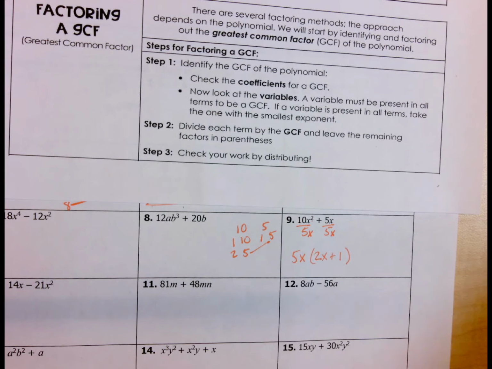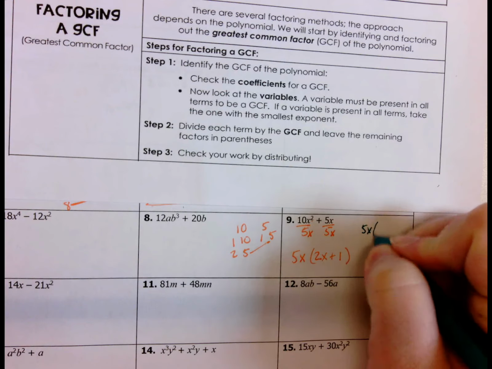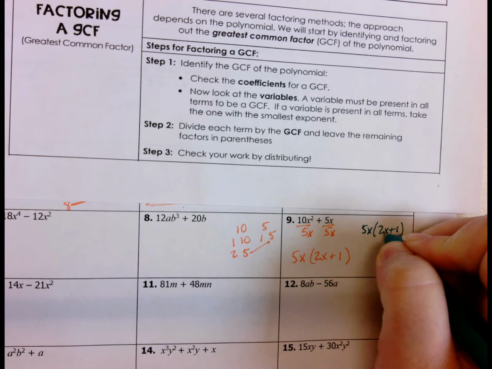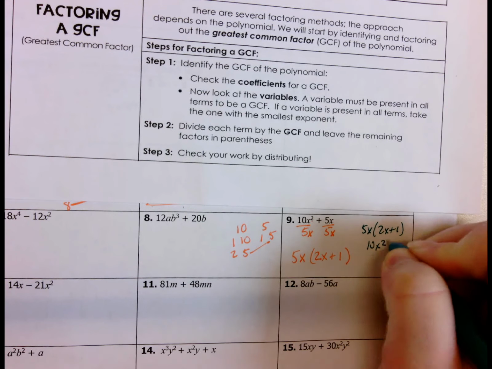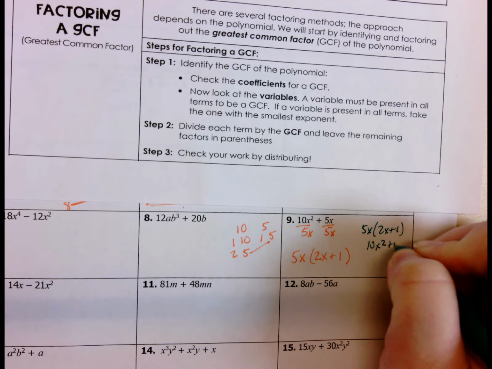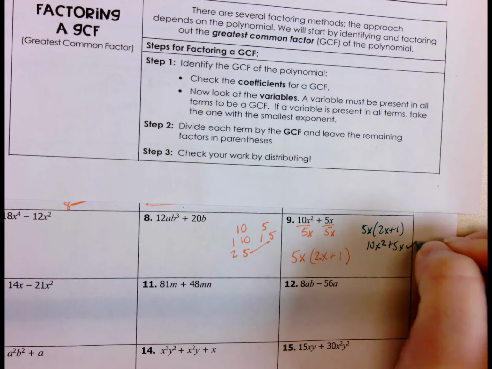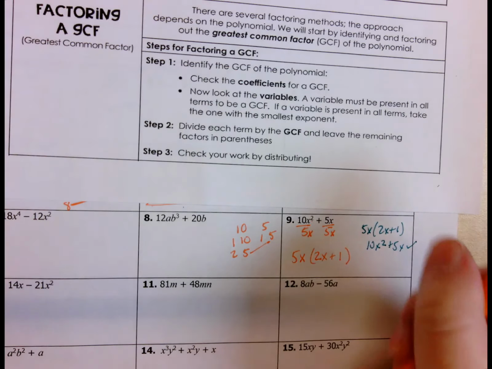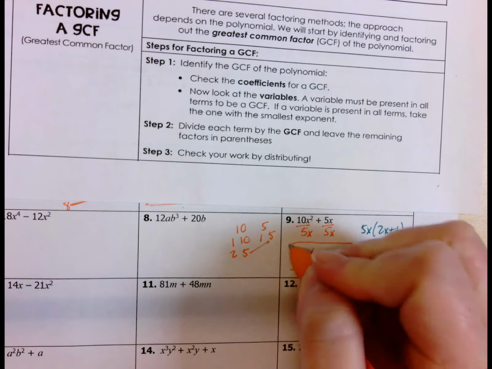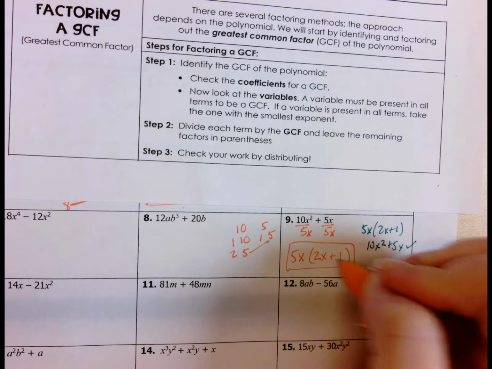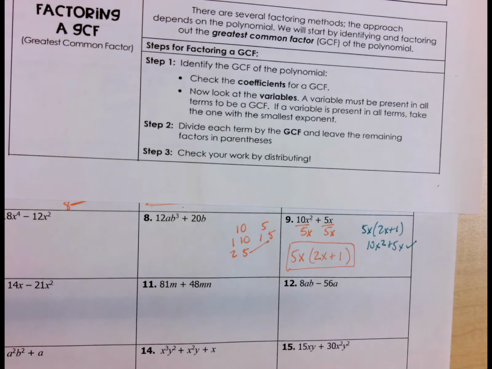Then we're just going to check ourselves real fast. 5x times 2x is 10x squared, and 5x times 1 is 5x. And that's what I started with. So this is going to work. The greatest common factor is 5x, and the other factor is 2x plus 1.